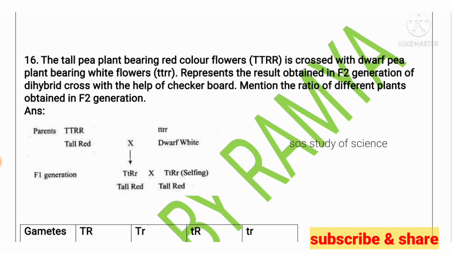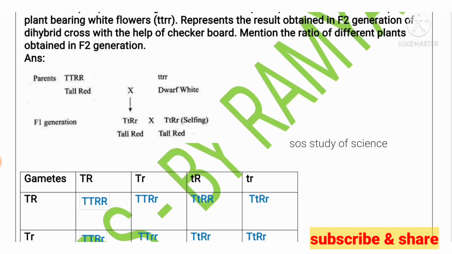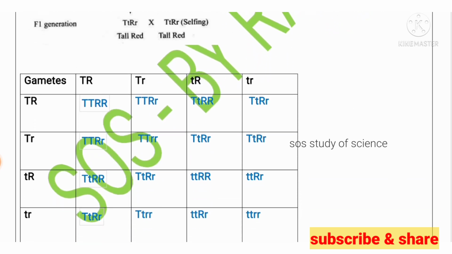First, what will you do? You will cross pollinate. When you cross pollinate, in the F1 generation you will get capital T small t, capital R small r, which is tall red as they have dominant traits. So what will you do next? Next, you will self-pollinate the same plants. After segregation, you will self-pollinate.